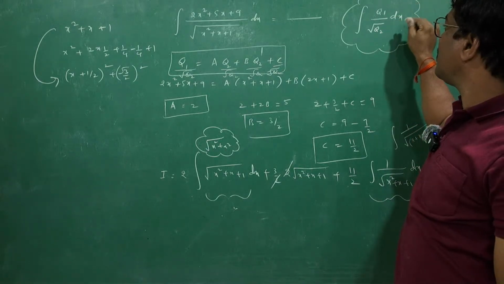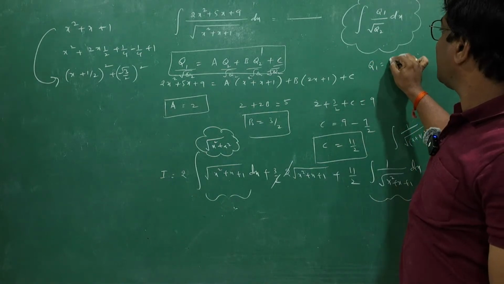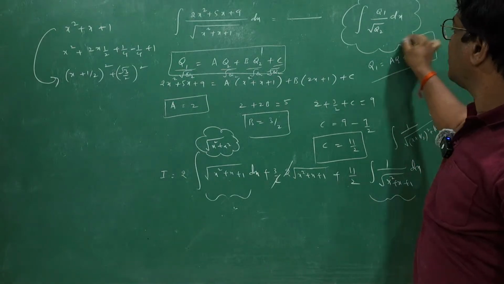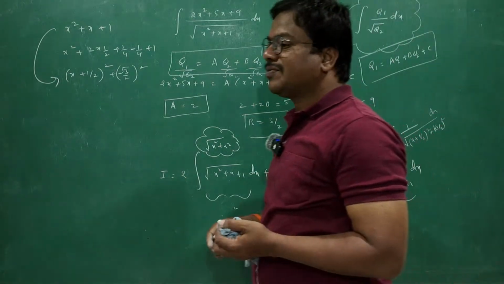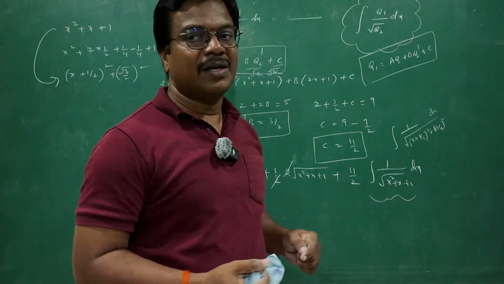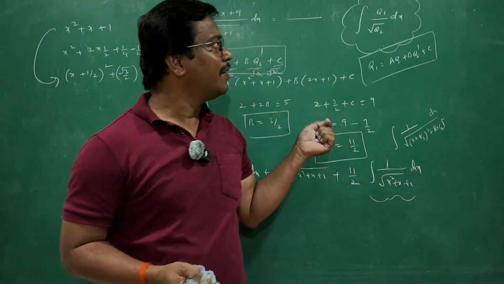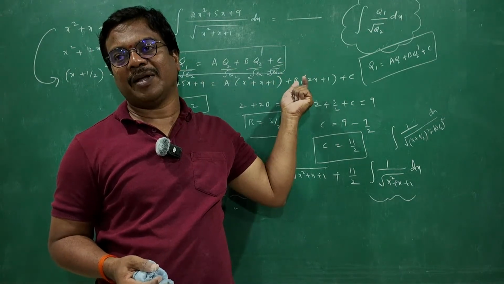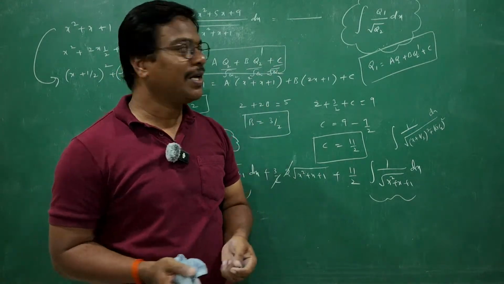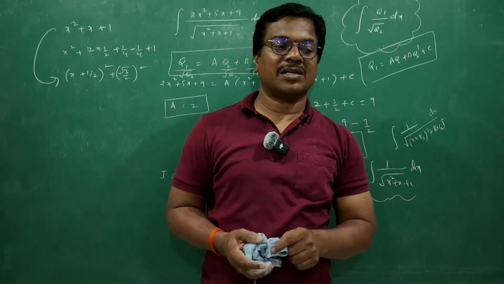Q1 by root Q2 dx model questions, by choosing Q1 as a into Q2 plus b into Q2 dash plus c. So, remember, the questions from the indefinite integrals topic are particularly of these forms: linear by quadratic, linear by root quadratic, 1 by linear into root quadratic, quadratic by root quadratic. There are so many working rule models you have; you have to practice such types of models for the next session.